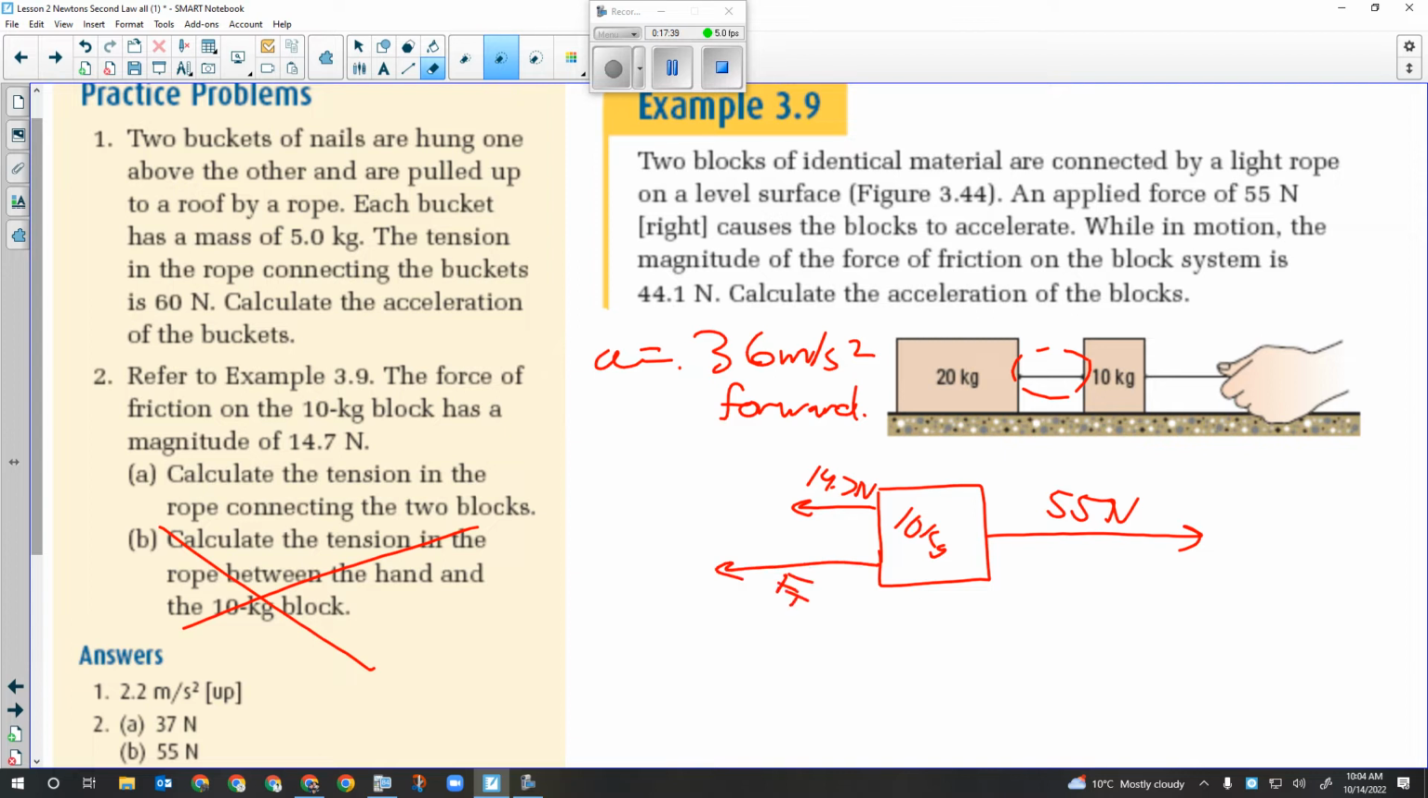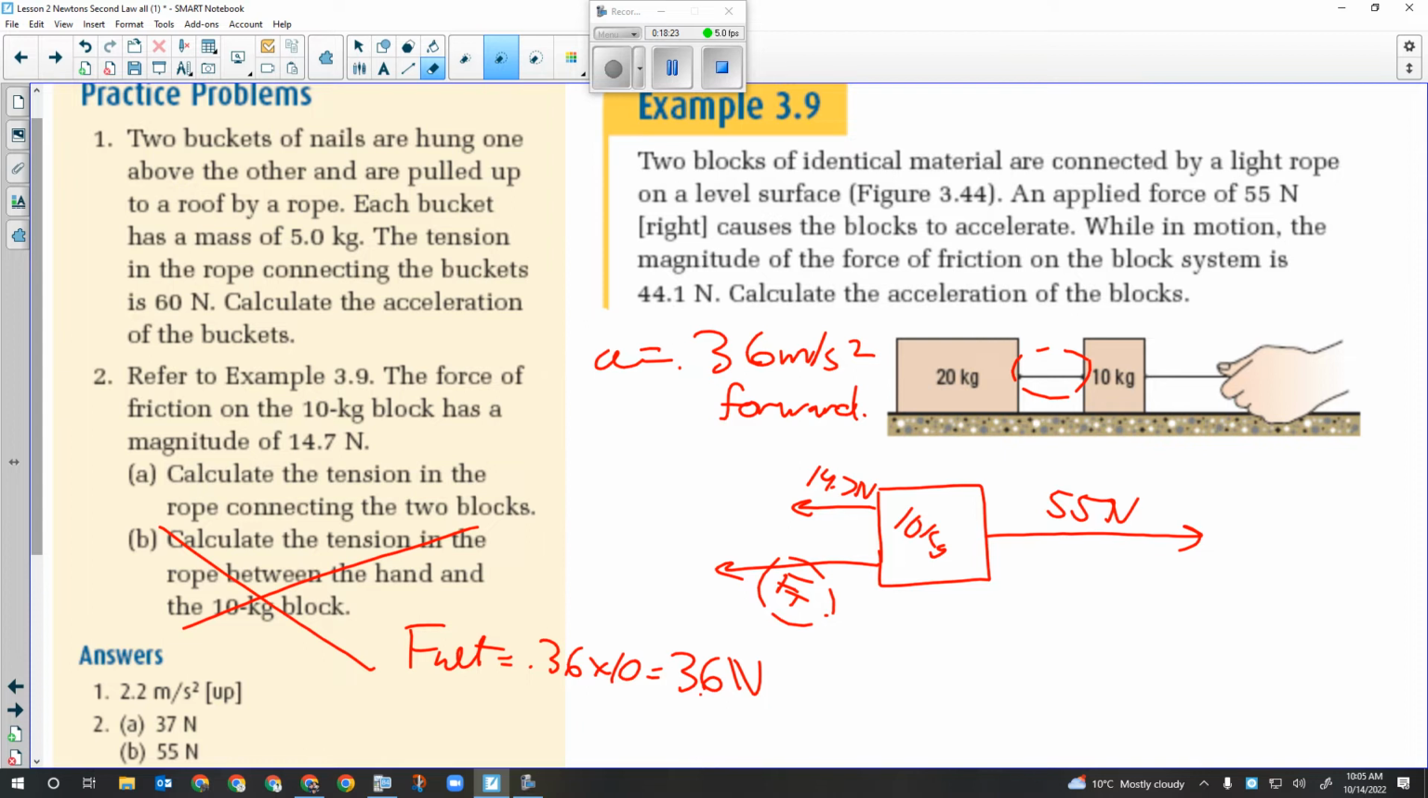It's the tension in the rope pulling back on the 10 kilogram mass. So this is the force I'm looking for. Now, I know the acceleration and I know the mass of that first block. What can I calculate about that first block right now? The net force acting on the first block. So F net is going to equal 0.36 meters per second squared times 10 kilograms. That's going to be 3.6 newtons.